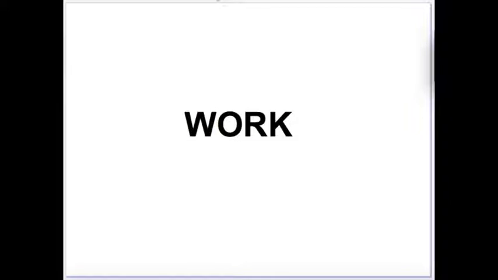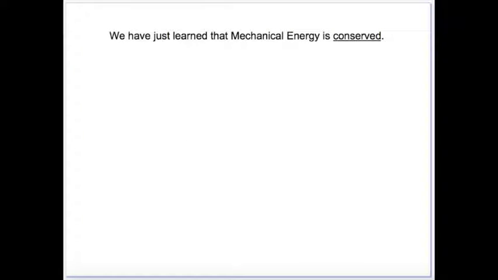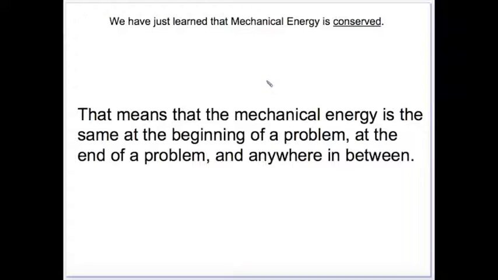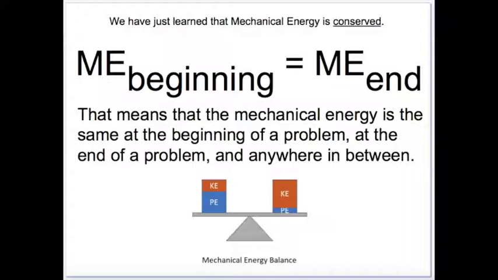Okay, let's talk about work. We've just learned that mechanical energy is conserved. That means that the mechanical energy is the same at the beginning of a problem and at the end of a problem, and also anywhere in between. So mechanical energy is the same number throughout the whole problem. Beginning and end, they're equal numbers.